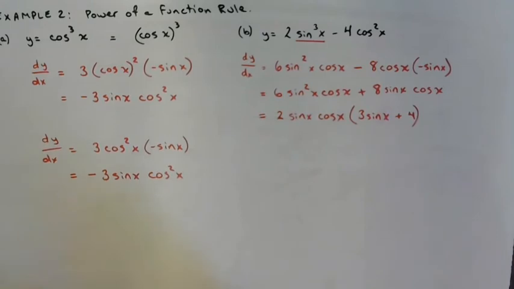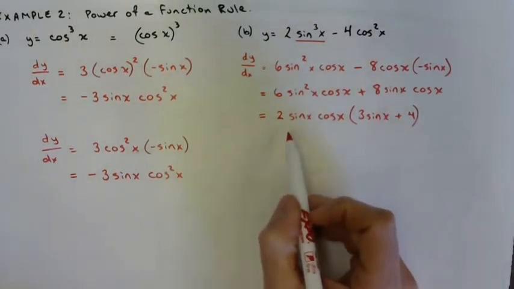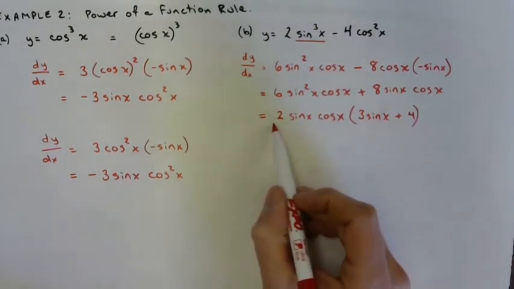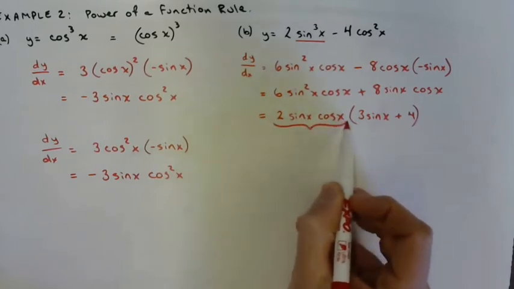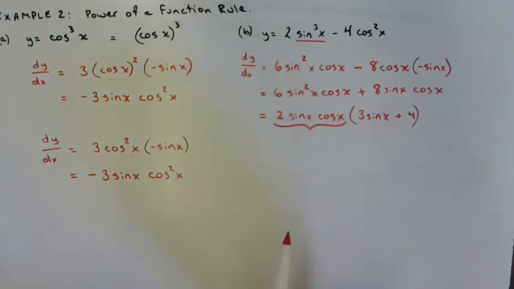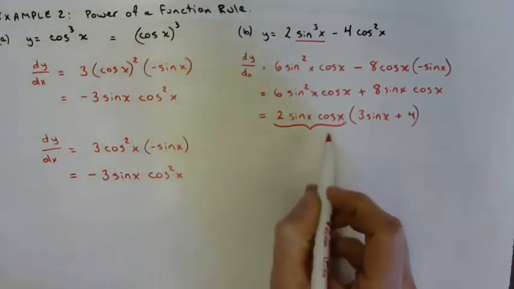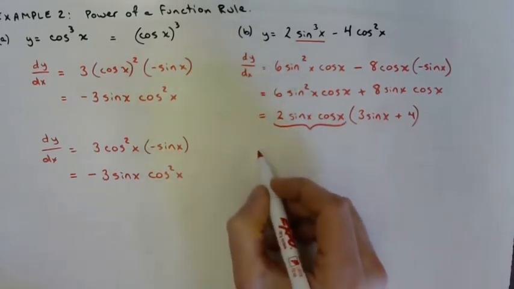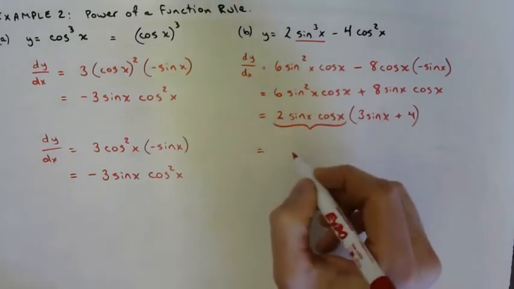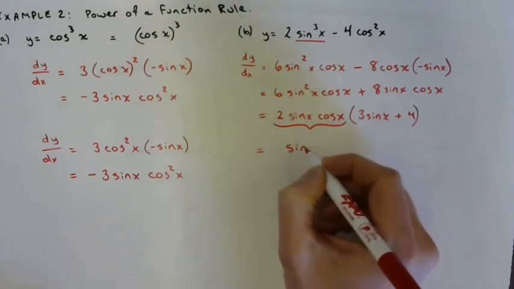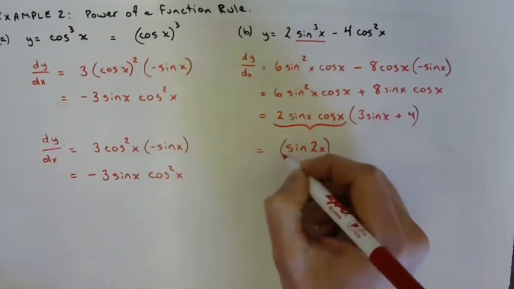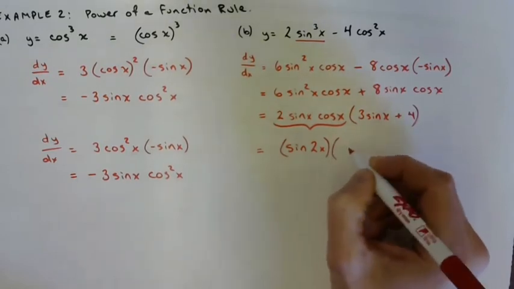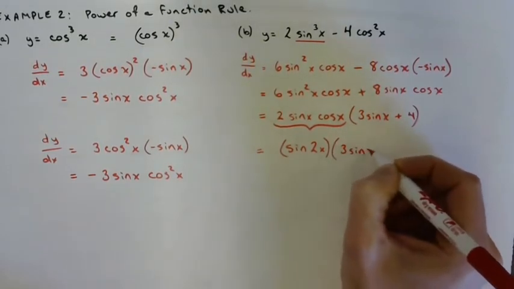And since we're in the world of trig, we're not really done yet, because you should recognize this, or you could possibly recognize that. That's a double angle formula, a double angle identity. So that piece actually reduces to the sine of 2x, and then this factor remains the same.